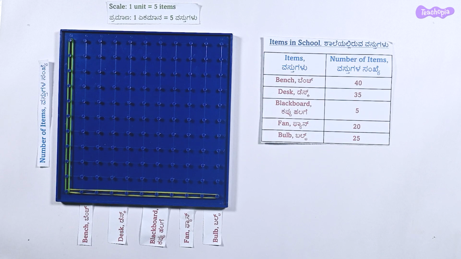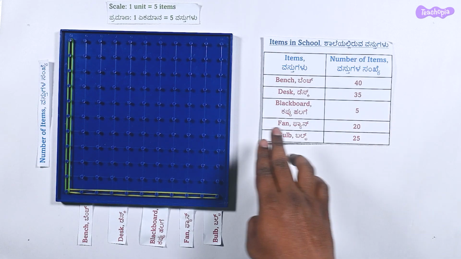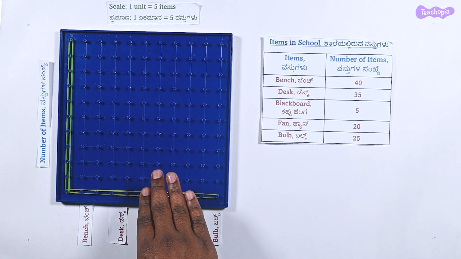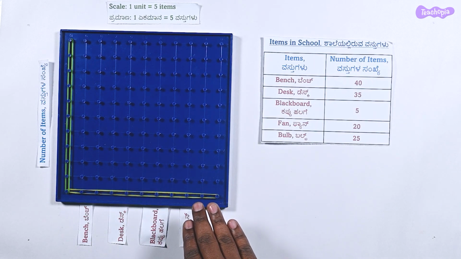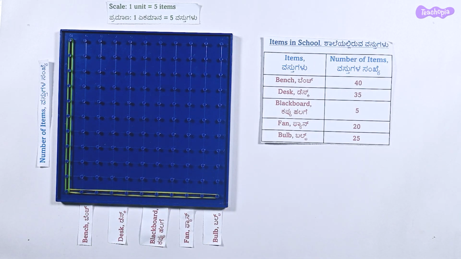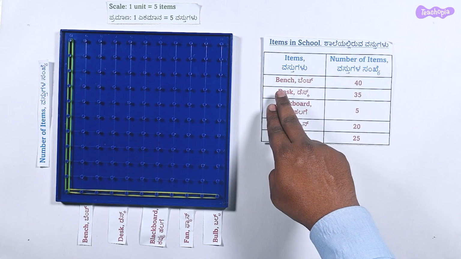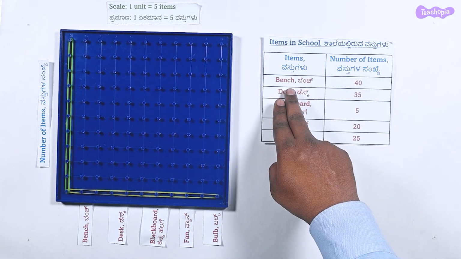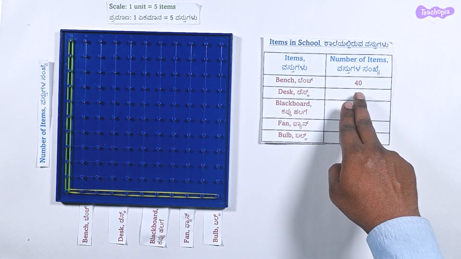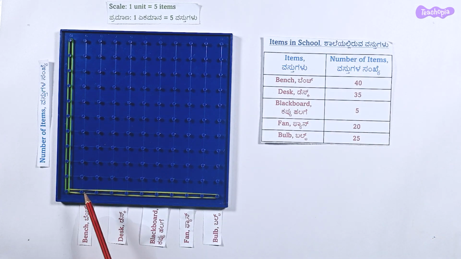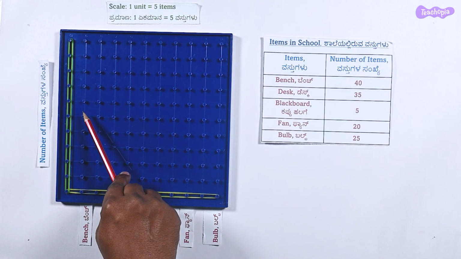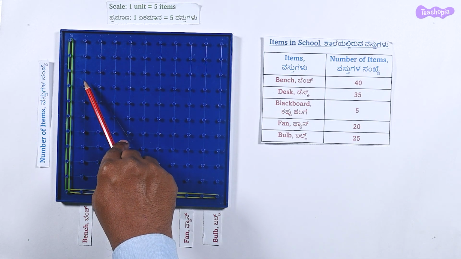Now we will represent this data on the geoboard in the form of a bar graph. So I'm taking a rubber band. The first data which I have to represent is a bench, which is 40. Here, 1 unit is equal to 5 items. So I'll be counting in fives: 5, 10, 15, 20, 25, 30, 35, 40.